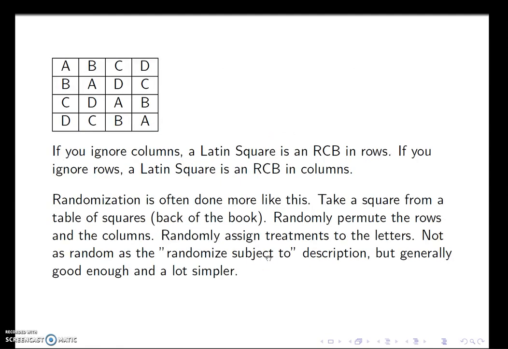So here's an example. If you ignore the columns, a Latin square is just a randomized complete block in the rows. So notice, here we have levels A, B, C, and D. Then B, A, D, C, C, D, A, B, D, C, B, A. So that's just a randomized complete block. Similarly, if we ignore the rows, then a Latin square is just an RCB in the columns. Notice we've got A, B, C, D, B, A, C, D, C, D, A, B, D, C, B, A. Did I say that right?